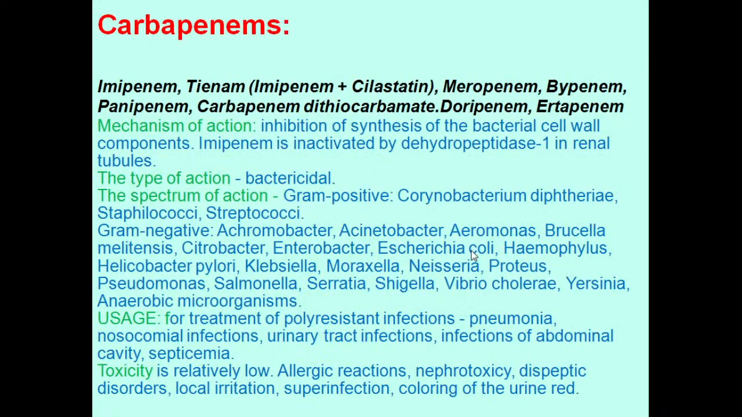Carbapenems. I showed you the chemical structure. Carbapenems include imipenem, tienam, which is a combination of imipenem plus cilastatin, meropenem, biapenem, panipenem, carbapenem dithiocarbamate, doripenem, ertapenem. Mechanism of action is associated also with the inhibition of synthesis of bacterial cell wall components.